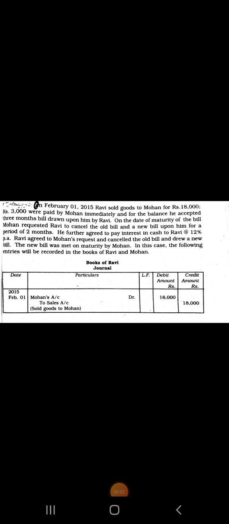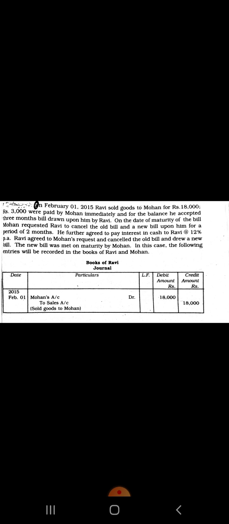Next topic, renewal of bill of exchange. Sometimes the drawee himself comes to the drawer and expresses his inability to pay the amount on due date. He requests the drawer to cancel the old bill and give him a new bill for the extended period. If the drawer agrees, then first the old bill will be cancelled. For this, the drawer charges interest from the drawee for the time of extension.